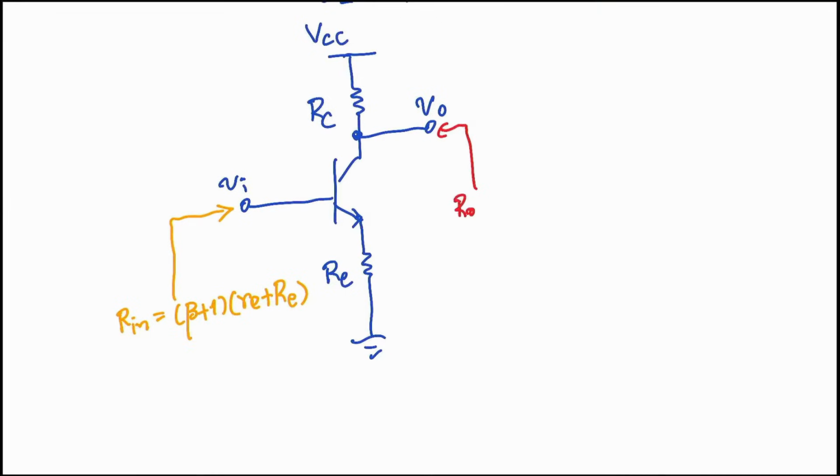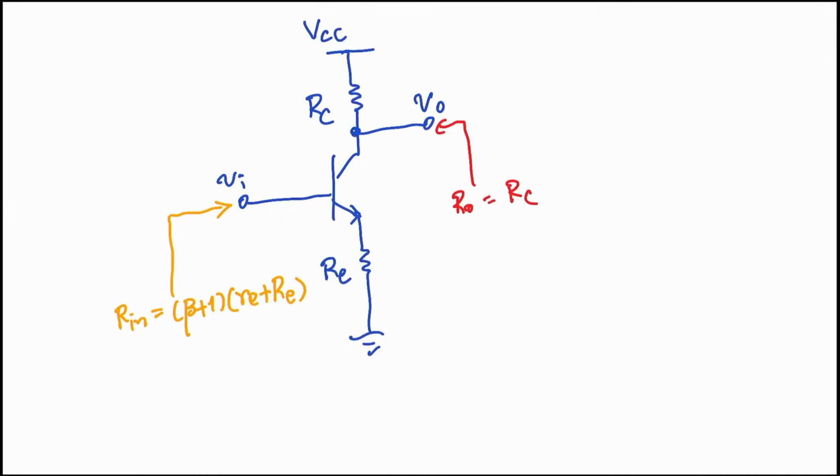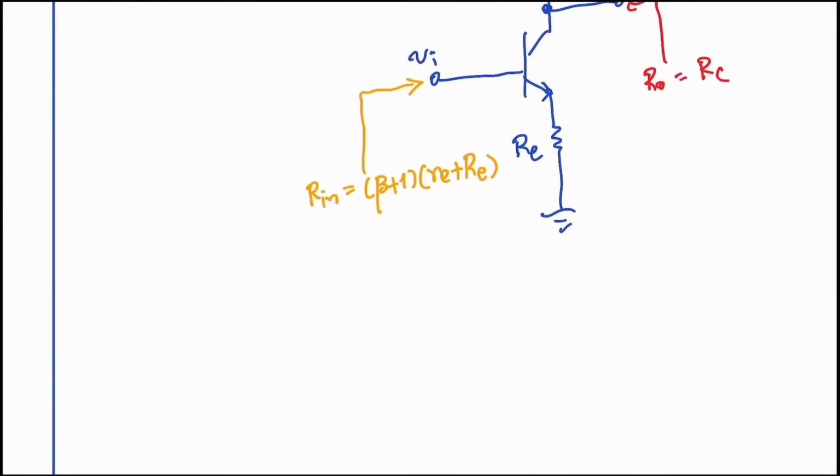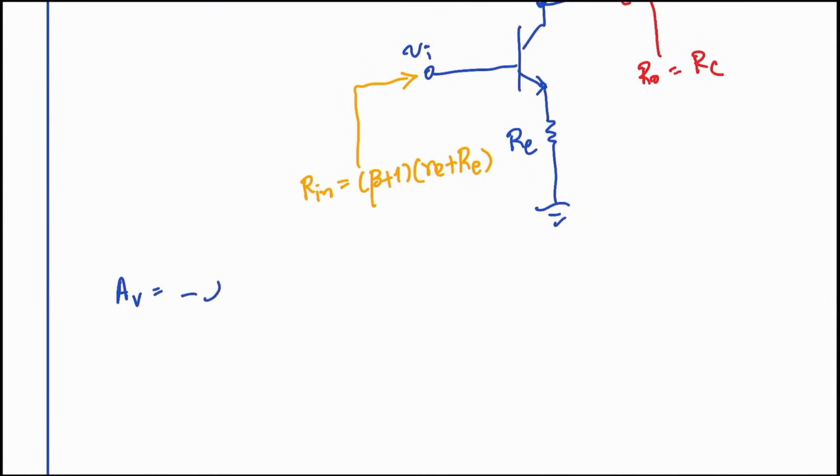And what about the R output? It will still have the same value as RC. Let's take a look. We have already derived the equation for how to find it. Moving right along, the next parameter we need to determine is the gain, right? So let's break that down. The gain is mathematically equal to negative alpha multiplied by the total resistance that exists between the collector node and the ground.